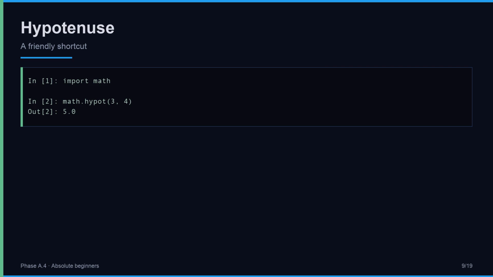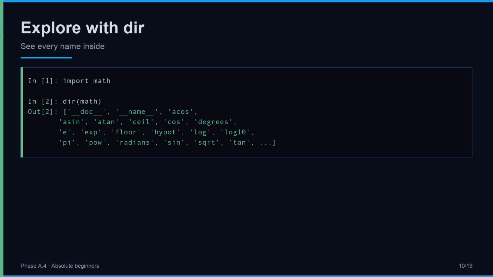You do not need to memorize every function, you just need to know the module has tools you can look up. Dir of math prints every name inside the module. You see acos, asin, atan, ceil, cos, degrees, exp, floor, hypot, log, pi, pow, sin, sqrt, tan, and more.